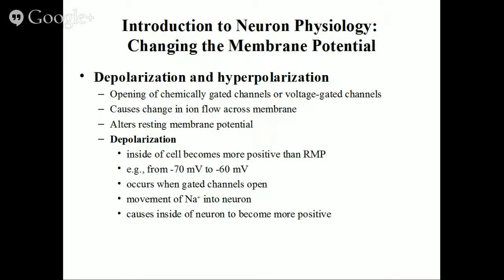And so it says here in the slide that depolarization happens inside of cells, and that's when the inside of the cell becomes more positive than the resting membrane potential. So resting membrane potential is -70. So in this case, depolarization is trying to get the cell up to -60. Now, if you're looking at that and you're saying -70 is lower than -60, how is that even possible?